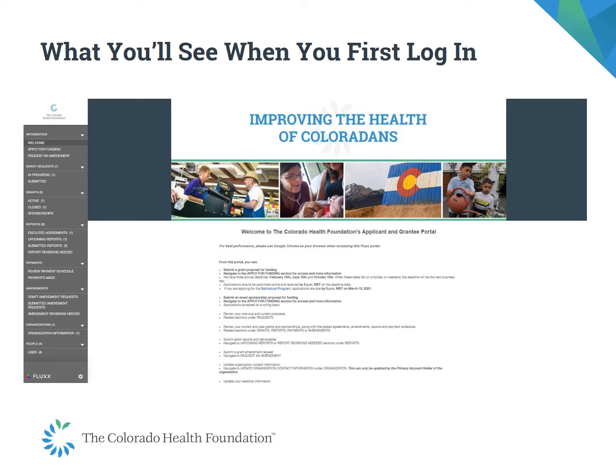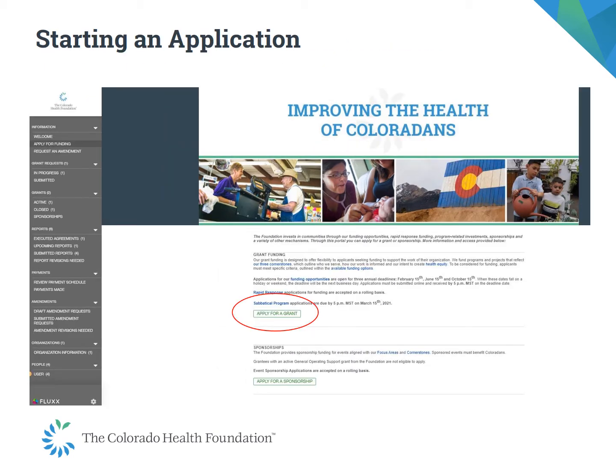In addition, for grantees, this is where you will access reports that are due or have been submitted, review your payment schedule and find information about payments already made, and request an amendment. You can also update your organizational contact information if needed, and you'll also find tips for managing your account. When you are ready, navigate to the Apply for Funding page and click on the Apply for Grant button on the screen you see here.